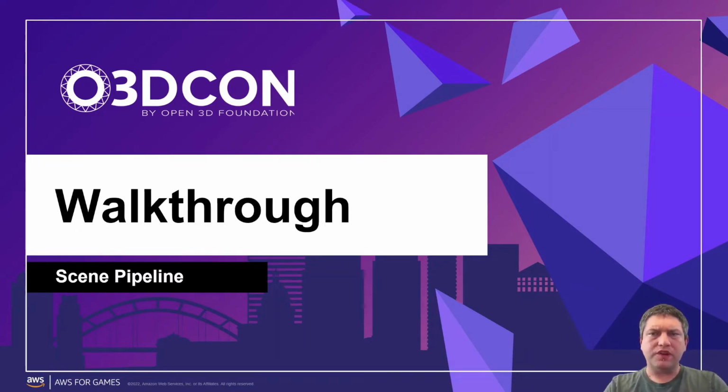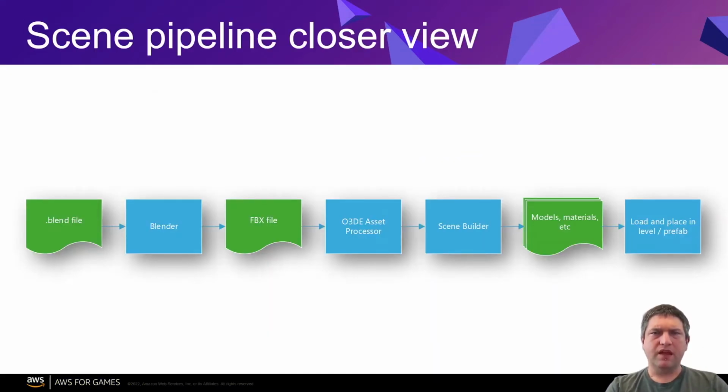Now that I've covered what scene files are and what product assets are generated from them, so that you can use them in the editor to build your project, next I want to go into details on how these files are actually processed into those product assets. First, I want to take a closer look at the scene pipeline.